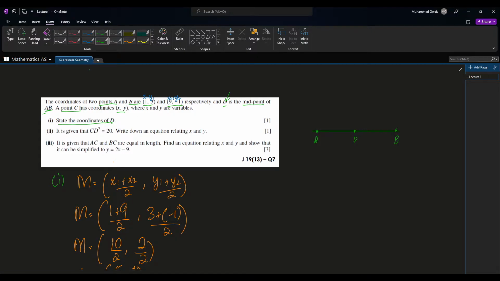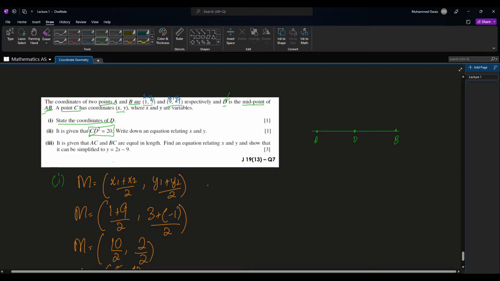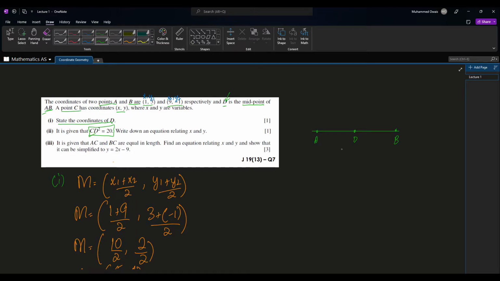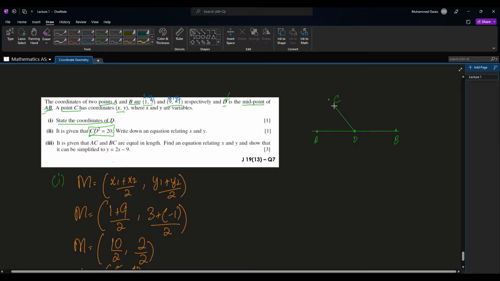Now then, let's move on to part 2. It says CD squared is 20. Now then, what does this mean? It says CD squared is 20. Basically, let's say C was here, alright? Let's say C was here. And now if I draw a line from D to C, it would be something like this, right? Now it is telling us that if you find the distance between C and D, and then you square the distance, you will get 20.